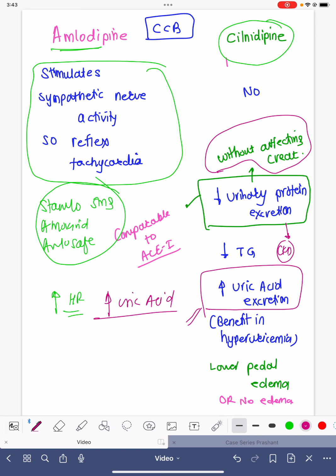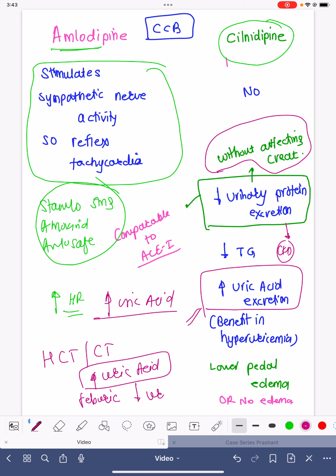Now, we must know most of the patients with high blood pressure are usually on hydrochlorothiazide or chlorthalidone or Lasix, that means furosemide or torsemide. They very commonly increase the uric acid in the blood. So whenever the uric acid is increased in the blood, very commonly they need to take febuxostat medicine to reduce the uric acid in the blood.